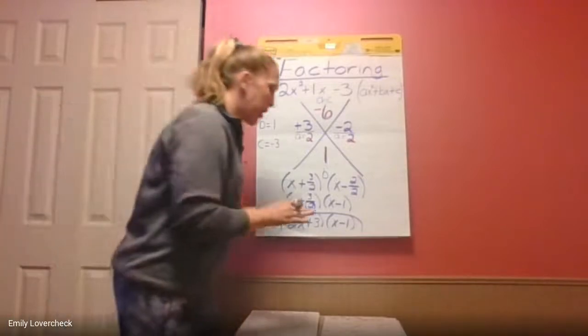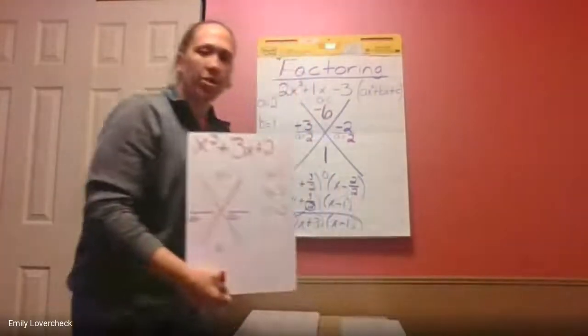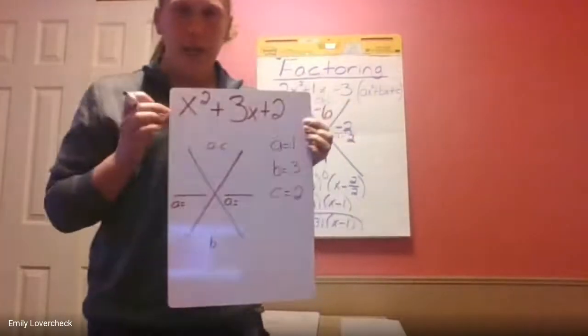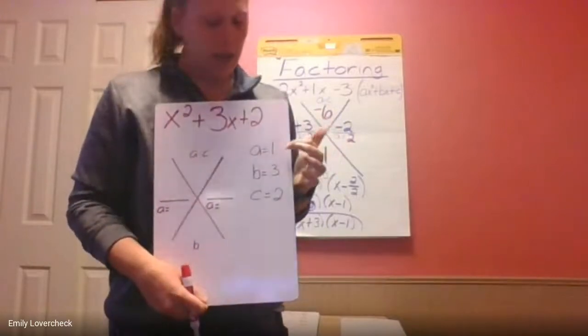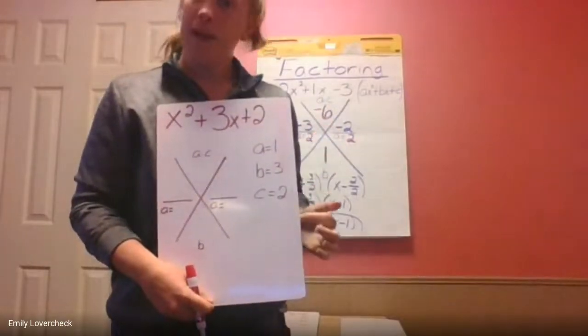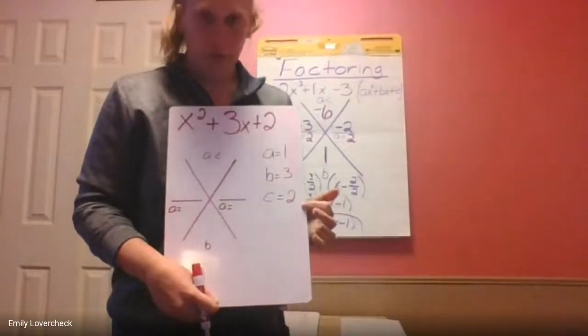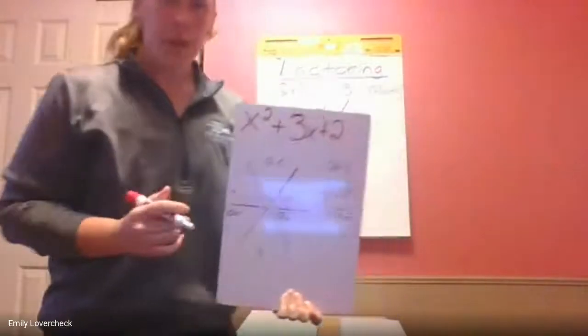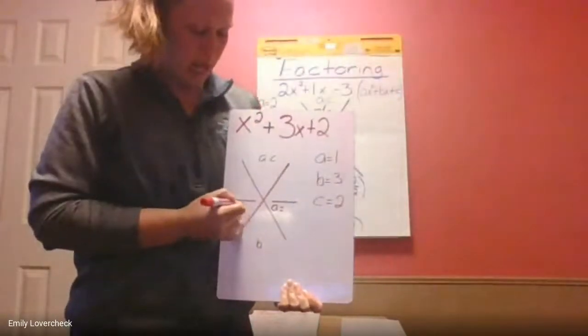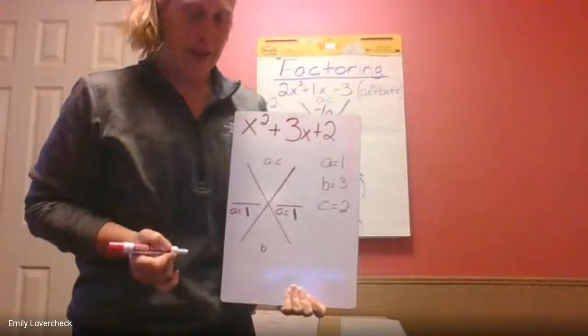So the next problem we're going to do is going to be this one right here. So as you see, it's x squared plus 3x plus 2. And I identified A is 1, B is 3, and C is 2. So when I look at this problem here, that's a 2, not a 6. Okay, so when I look at these problems here, I plug in A is 1, so I put my 1s there.